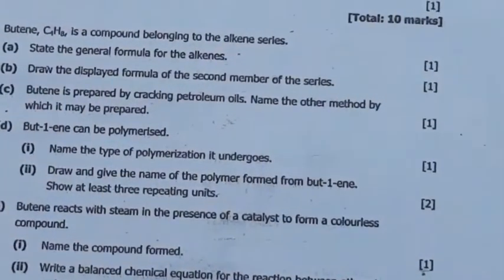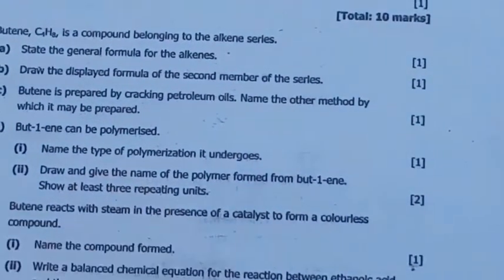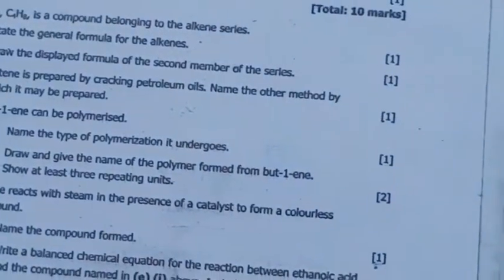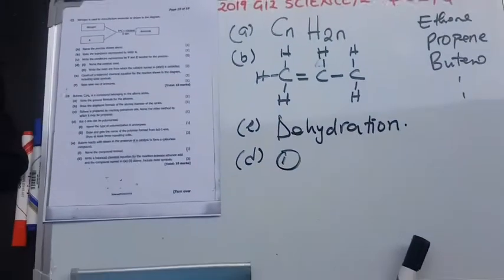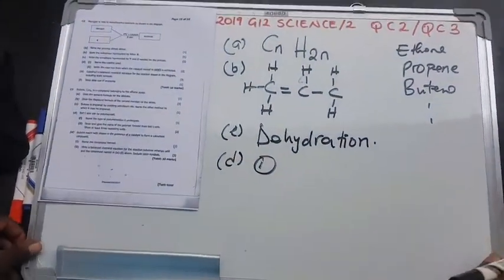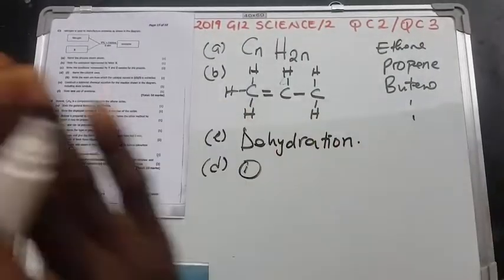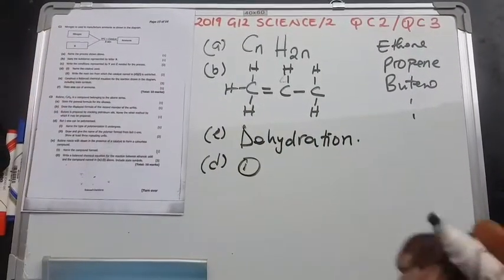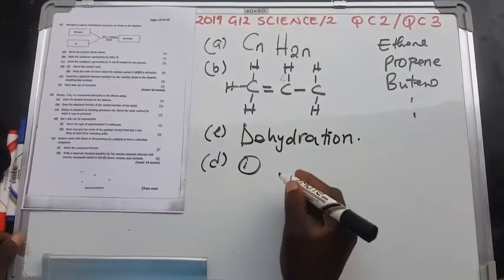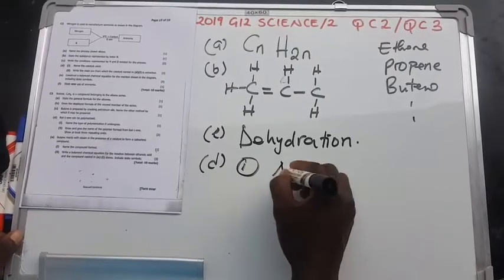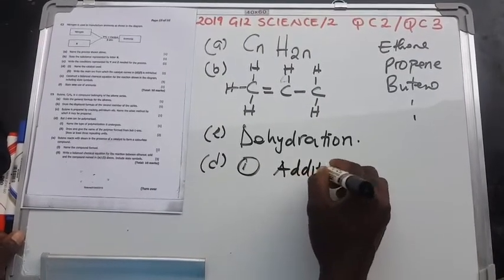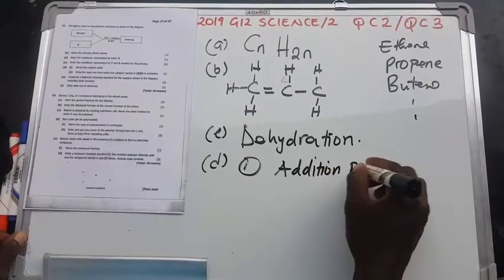So now they are saying, name the type of polymerization it undergoes. We know that when these are grouped together, they are monomers. When they are grouped together, they form one single compound or substance we call a polymer. So they are going to undergo what we call addition polymerization.